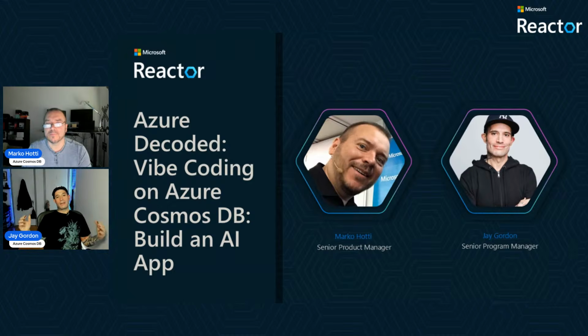Welcome to Vibe Coding on Azure Cosmos DB, build an AI app. Today we're going to build an application using Azure Cosmos DB as the heart of the app, as our database. We're going to basically talk to our agent, build something interesting, and hopefully you learn a little bit about how to build applications with agent-based coding and how Azure Cosmos DB and the tooling fits in. From here, Marco, I want to hand it off to you to give some context about Cosmos DB in general.